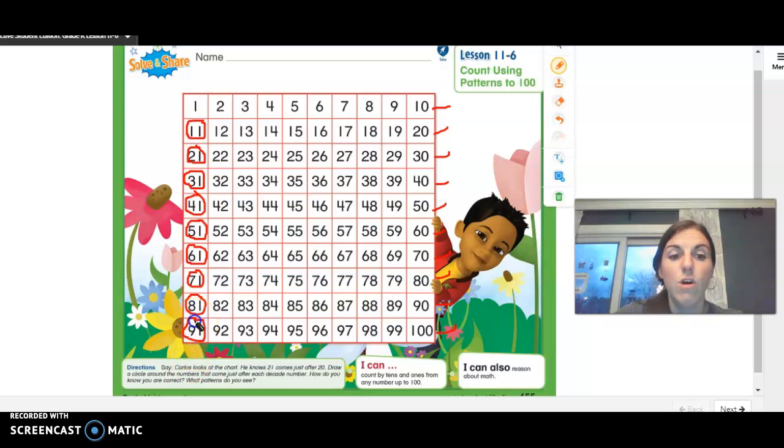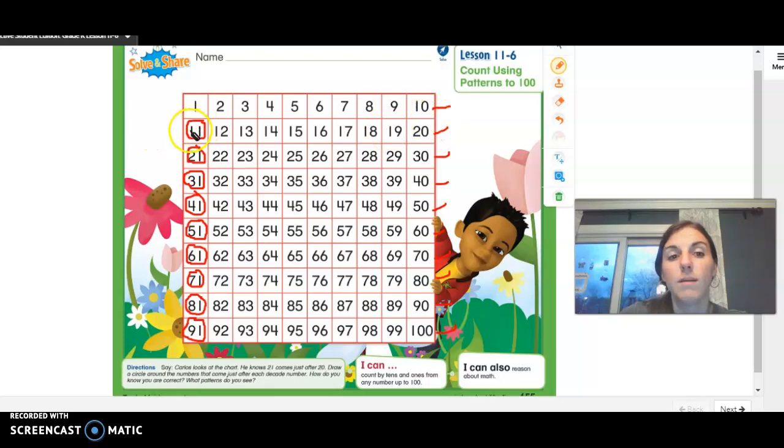So how do you know that 11 comes right after 10? Tell me, what do you think? How do you know that? Those are all good thoughts. I'm going to share some of my thoughts, and maybe they're the same as yours.